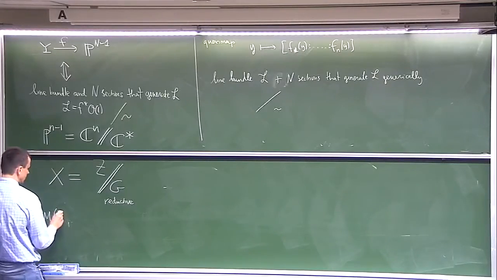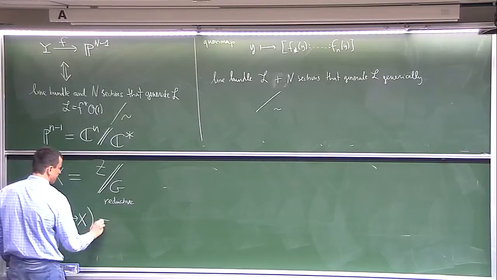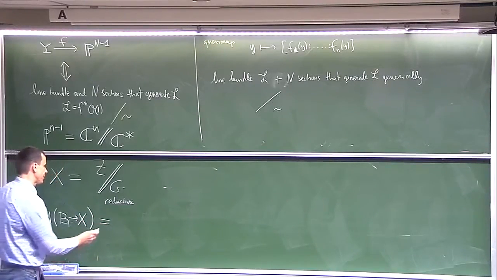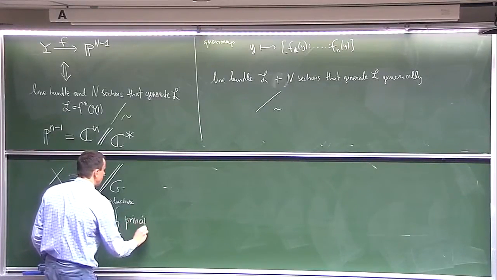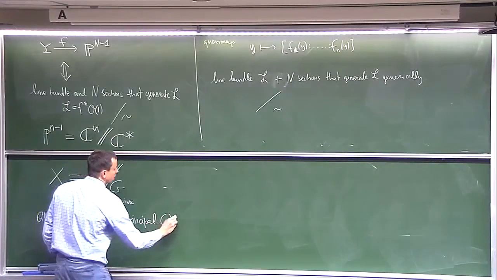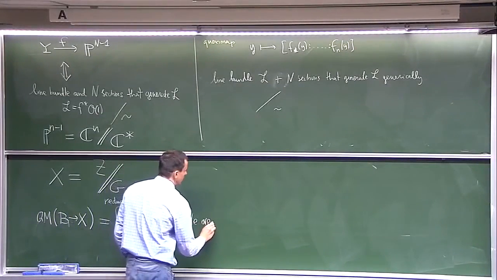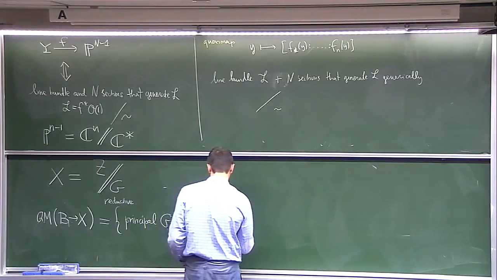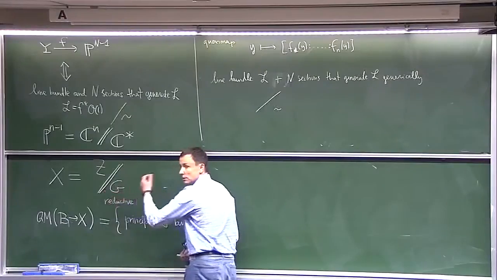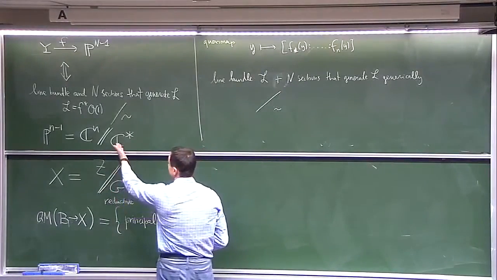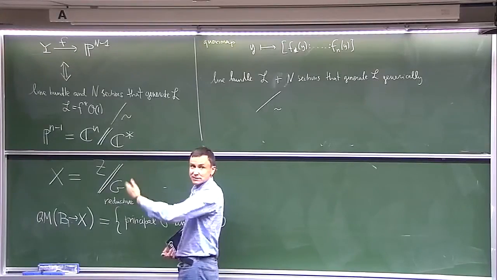Some variety, I don't know, called B according to x. First of all, you get a principal G bundle over B. So over the quotient, you have a principal bundle, the tautological principal bundle, namely just given by the fibers themselves.